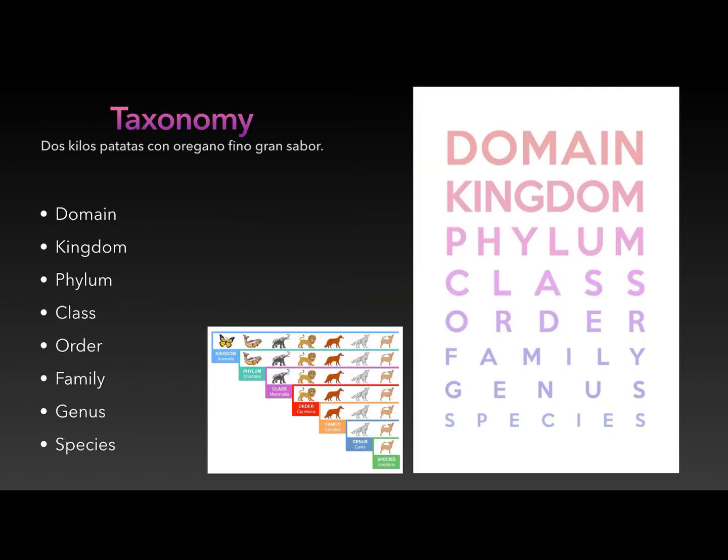Taxonomy. This is the organization of living things by groups that are domain, kingdom, phylum, class, order, family, genus, species. There is a Spanish sentence for remembering these words, that is: dos, domain, kilos, kingdom, patatas, phylum, con, class, oregano, order, fino, family, gran, genus, sabor, species.